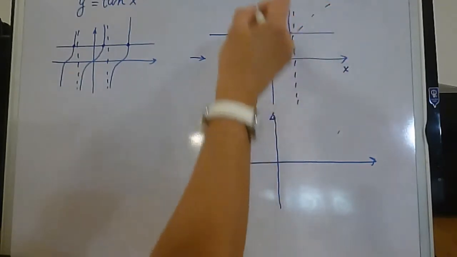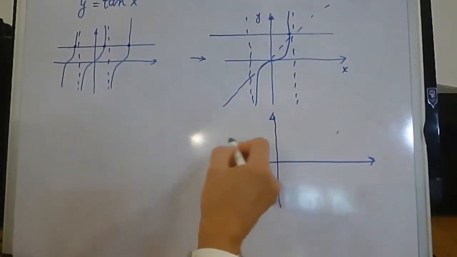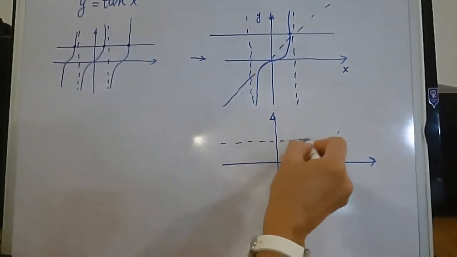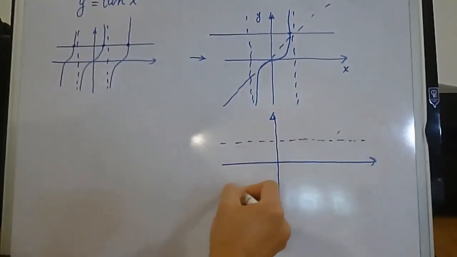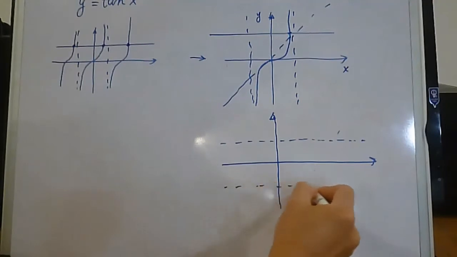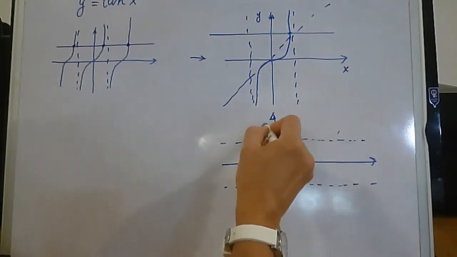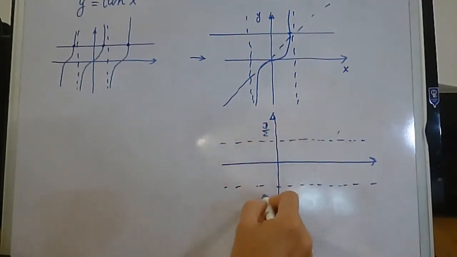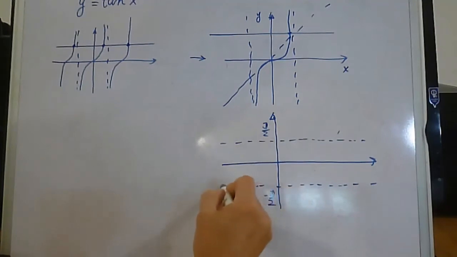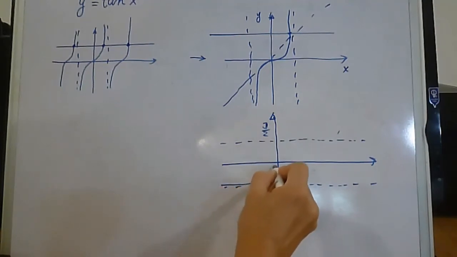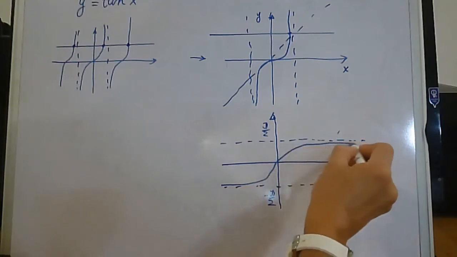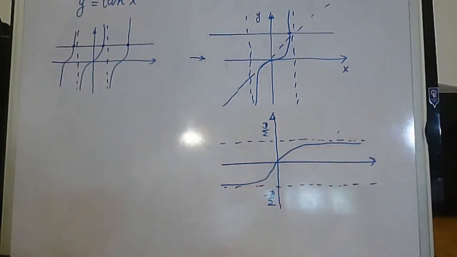For example, we are going to first reflect the vertical asymptotes. Vertical asymptotes reflected are going to become horizontal asymptotes, and like this, they go through pi over 2 and negative pi over 2 here. And the graph is going to be looking like I just put it horizontal. That's tangent inverse.